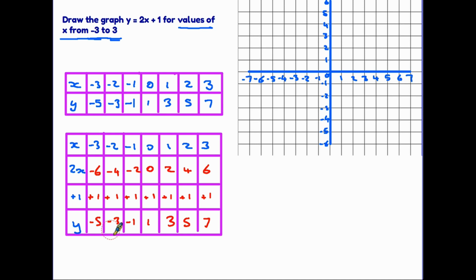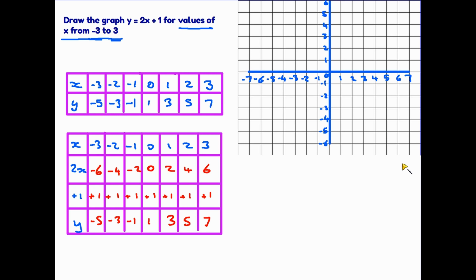And don't forget, you can still take advantage of the pattern here. These are two slightly different ways of achieving the same end. The first one uses mental arithmetic. The second one puts it down on paper for you to be able to see. Now let's move on to actually plotting the graph.